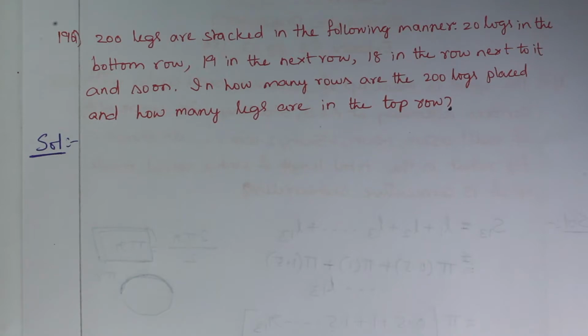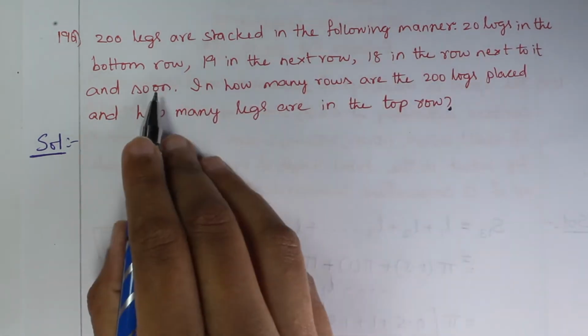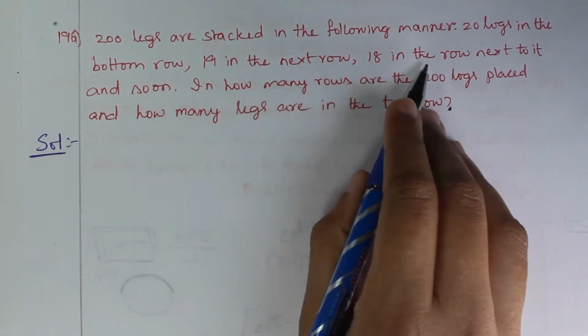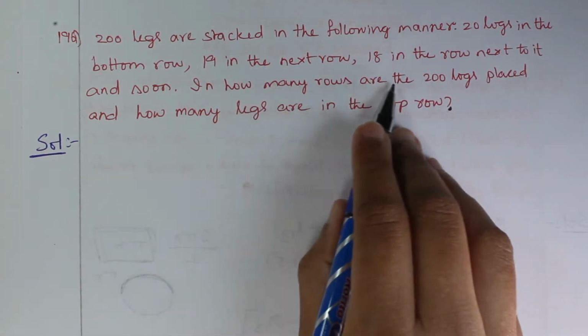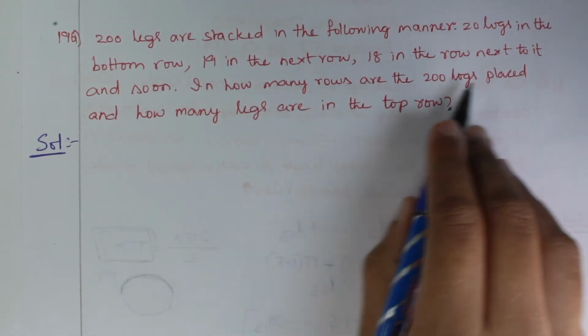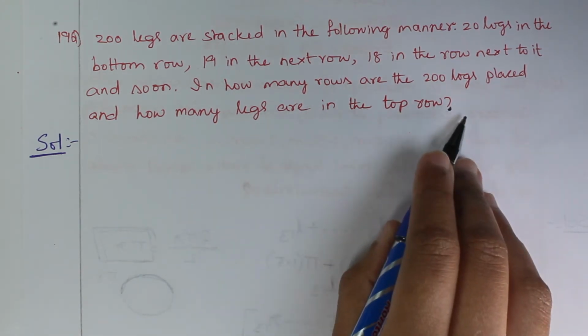In this session I am going to explain the 19th question from Exercise 5.3, Chapter 5, Arithmetic Progressions. So let's read the question first. 200 logs are stacked in the following manner: 20 logs in the bottom row, 19 in the next row, 18 in the row next to it, and so on. In how many rows are the 200 logs placed and how many logs are in the top row?